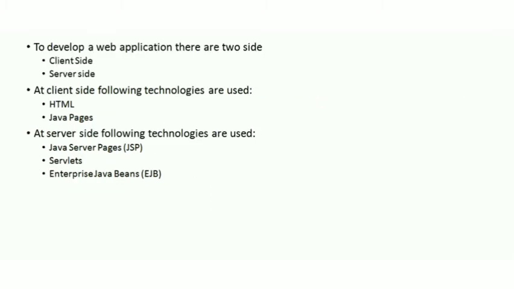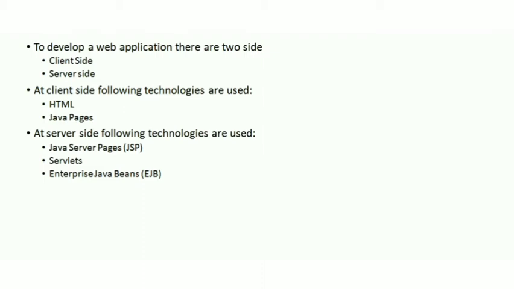When you create a web application, there are different components or entities you have to apply in that application. To develop a web application, there are two sides. First one is client side and the second one is server side. At the client side, the following technologies are used. First one is HTML and the second one is Java. HTML pages are used for designing, and Java pages are used for coding.